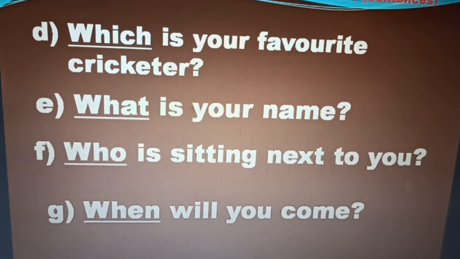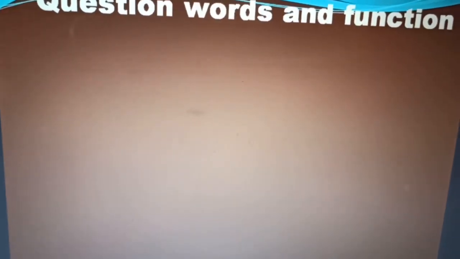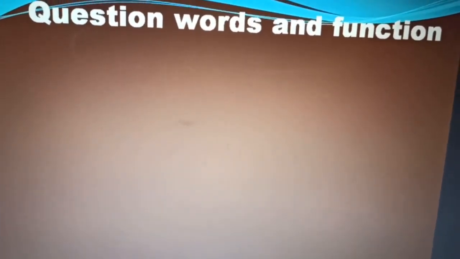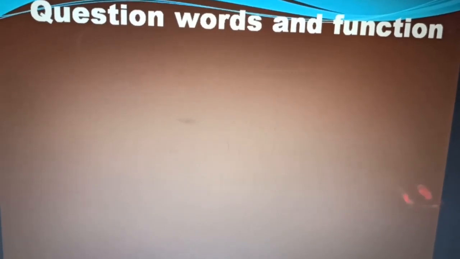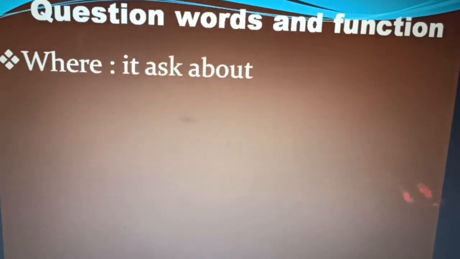because you have already studied WH family words and we also recalled these words. Now I am going to tell you a few question words and the function, which you have filled in the blanks.